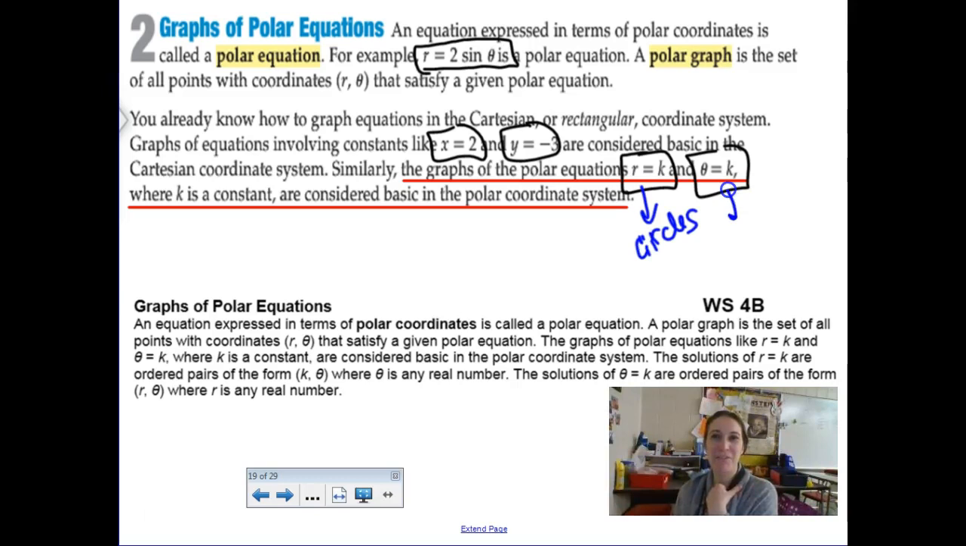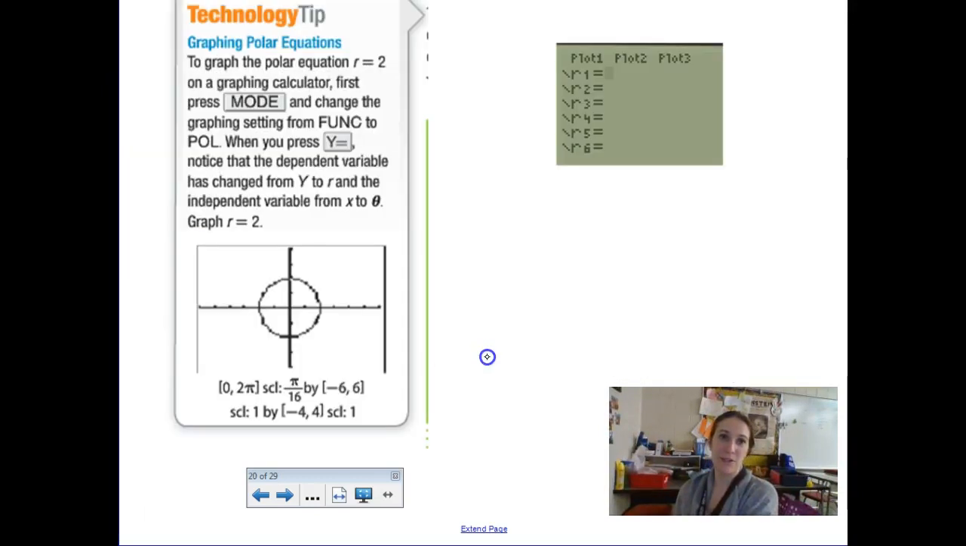And then if you graph theta equals some sort of a constant, so you're graphing some angle, you're basically graphing a line that's along that terminal side, but in both directions, the positive and the negative part of the r. So that's what we're going to look for in these real basic graphs.